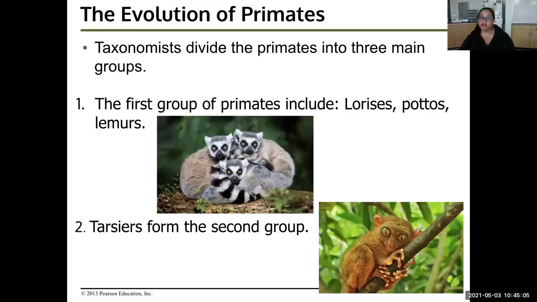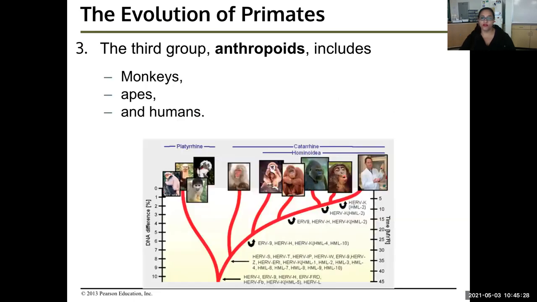Taxonomists divide the primates into three main groups. The first group of primates includes lorises, pottos, and lemurs. You guys should all know where lemurs live. I bet you've all seen the movie. And then tarsiers form the second group. The third group, what's called anthropoids, includes monkeys, apes, and humans.